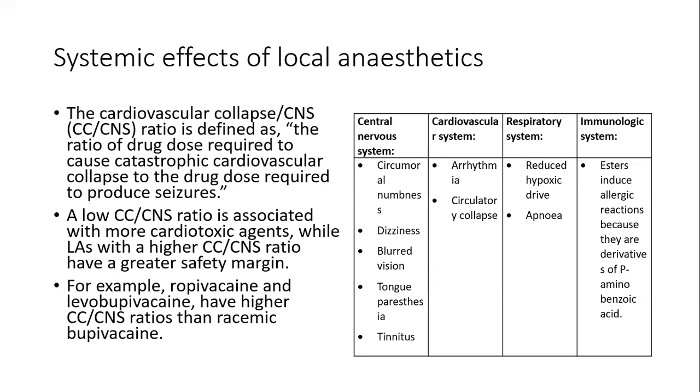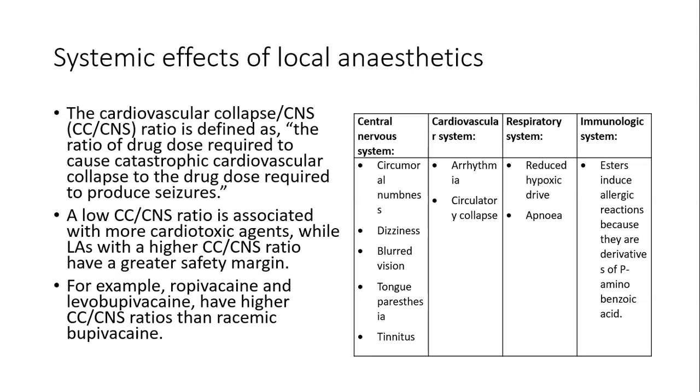So if there's a new LA being introduced, or you have different local anesthetic agents at your disposal, and you want to find out which one to use, you want to consider the CC-CNS ratio. The ones with the higher ratio will have a greater safety margin. For instance, ropivacaine and levobupivacaine have a higher CC-CNS ratio than your normal bupivacaine. So they are safer, considering their systemic effect.